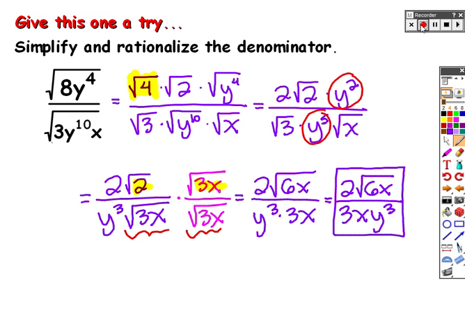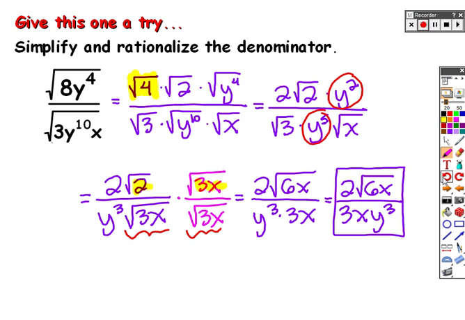Sorry for the pause there. The last thing I did was just rewrite it so the 3 is out front in the denominator. And that's as far as you can go. Make a note, I certainly can't cancel these x's. One is under the square root, one isn't. So that's your final answer.